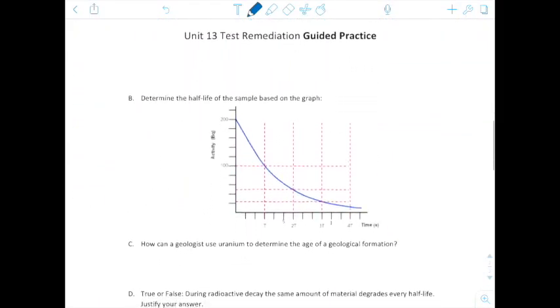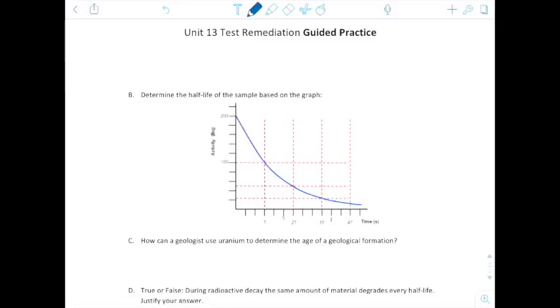Determine the half-life of the sample based on the graph. So a half-life is when we have half of its original mass. So if we started with 200, half of 200 would be 100. And we see that that hit right there. So we go down, and if this is time in seconds, that's 1, 2, 3 seconds would be the half-life.